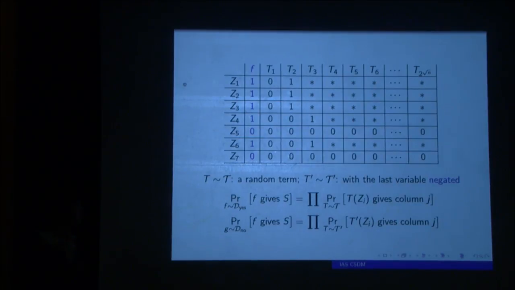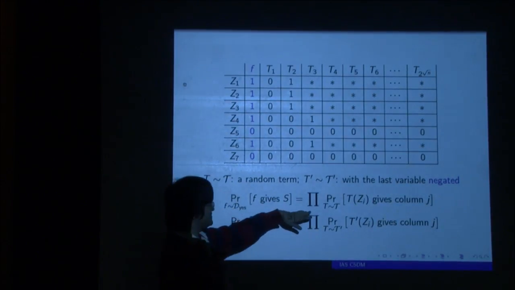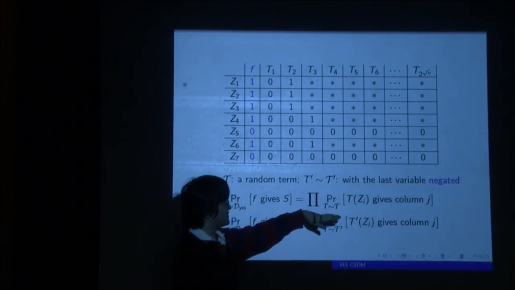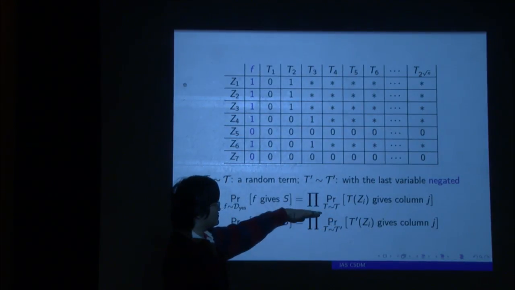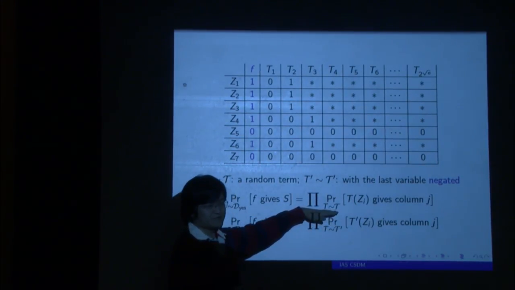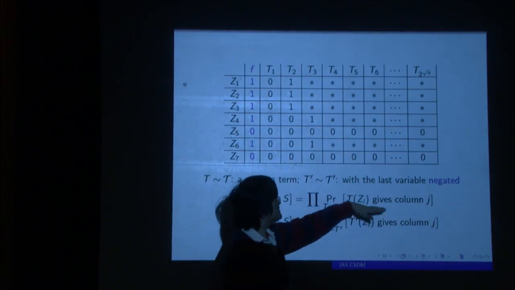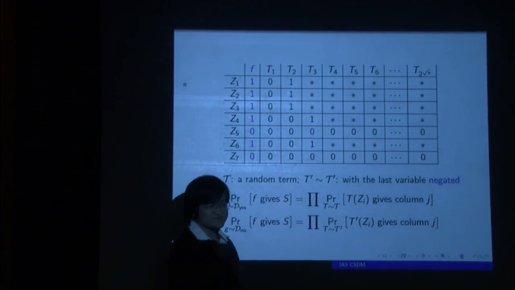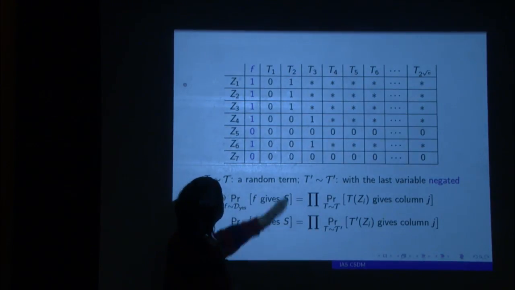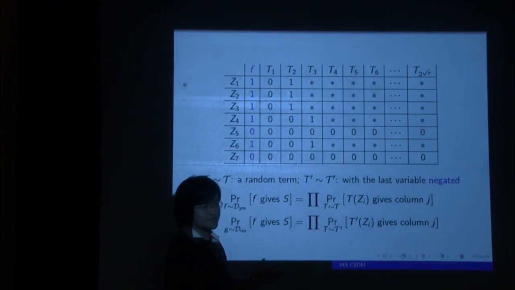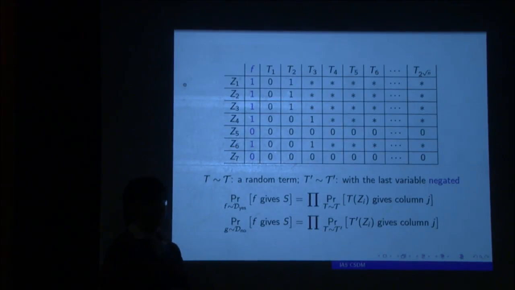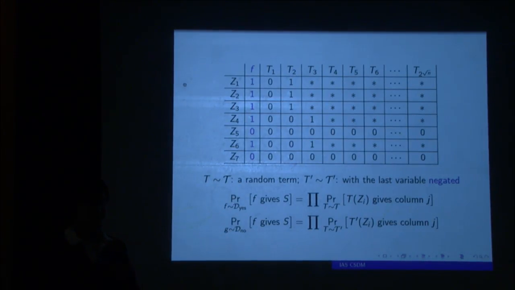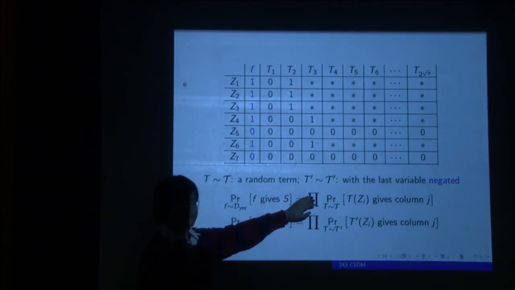Okay. Then what's this probability? This probability is a product of things, one for each column. And you ask, what's the probability if I draw a random monotone term, that I get column J? For example, for column 2, that's the probability of drawing a random term where Z1, Z2, Z3 satisfy this term, and Z4, Z5, Z6, Z7 do not satisfy this term. Right? This is an event, and we're interested in its probability, and we want to compare these two cases.